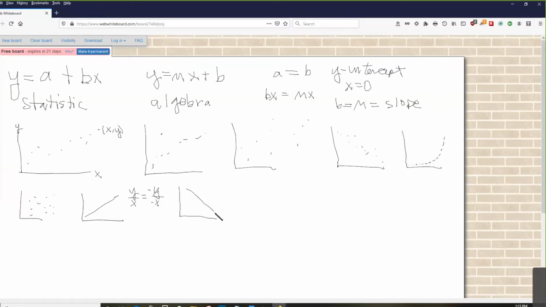If it goes the opposite direction, that's considered a negative correlation. And that just means that the signs of my y and my x are going to be opposite when I'm looking at my slope. So this is going to have a negative slope, which means it's going to go to the left. And when I'm solving for my y or my x's, they're going to be opposite.